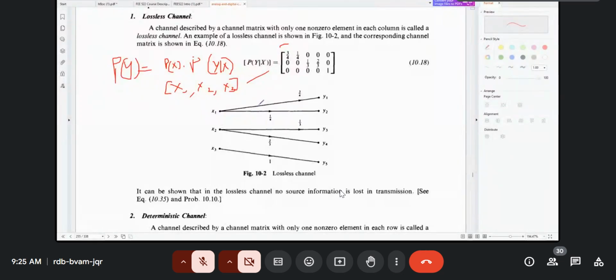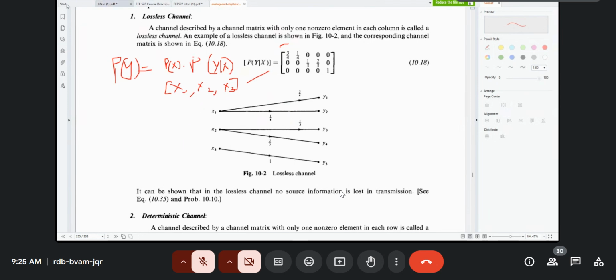So this is what we call a lossless channel. The inputs will be fewer than the output symbols. That is a lossless channel.